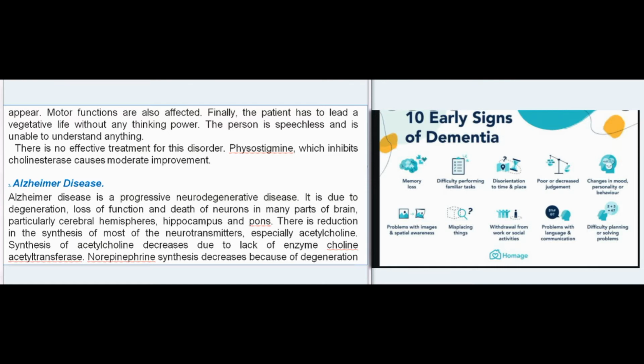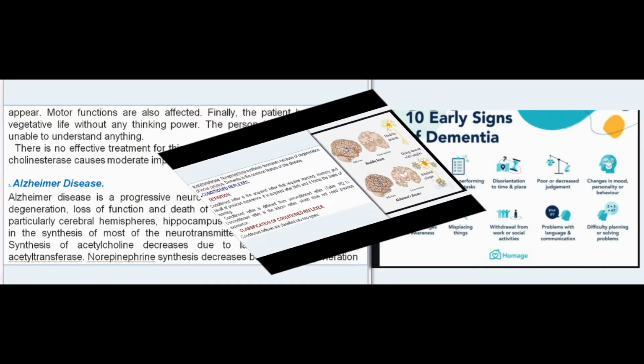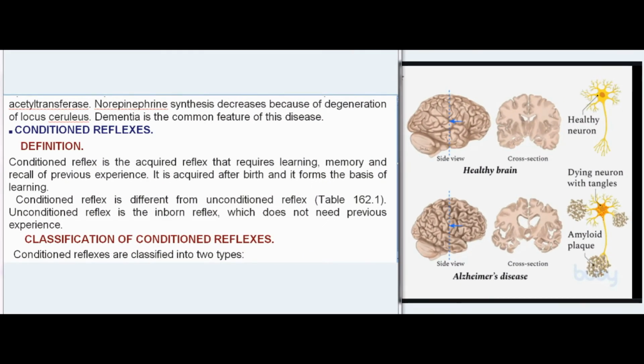Alzheimer disease. Alzheimer disease is a progressive neurodegenerative disease. It is due to degeneration, loss of function and death of neurons in many parts of brain, particularly cerebral hemispheres, hippocampus, and pons. There is reduction in the synthesis of most of the neurotransmitters, especially acetylcholine. Synthesis of acetylcholine decreases due to lack of enzyme choline acetyltransferase. Norepinephrine synthesis decreases because of degeneration of locus coeruleus. Dementia is the common feature of this disease.